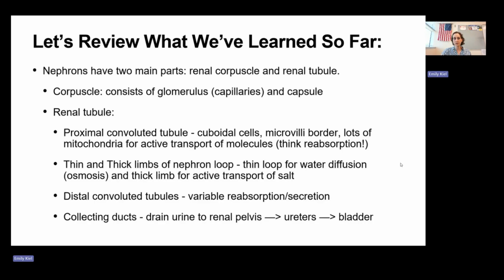We have the thick and the thin limbs of the nephron loop. The thin limb is going to be more responsible for water diffusion, that's osmosis, and the thick limb is going to help us actively transport salts and other solutes. Your distal convoluted tubules, these are variable if they're doing reabsorption or secretion. They adjust as needed, depending on how things are looking in the tubular fluid. And then your collecting ducts are going to drain your urine to your renal pelvis, then to your ureter, then to your bladder, then to the urethra, and then to the world, or the toilet. I guess that would be more accurate.